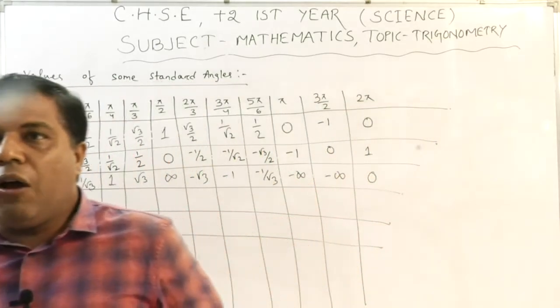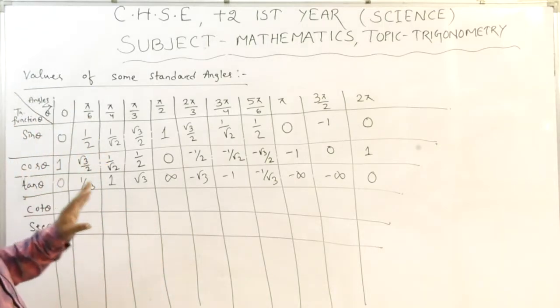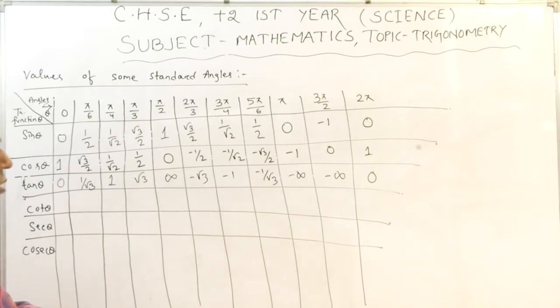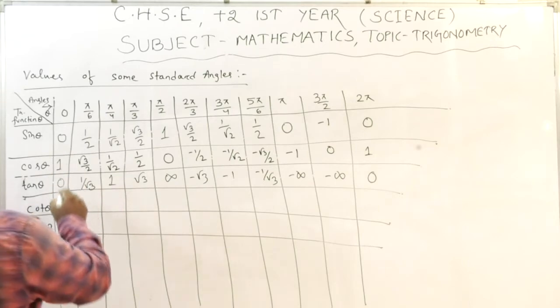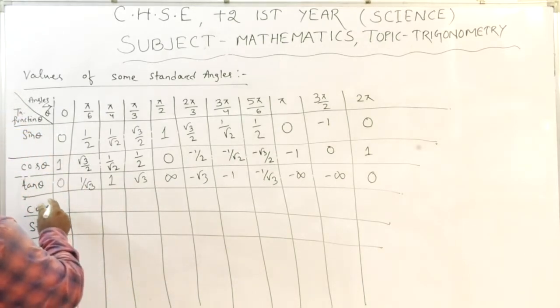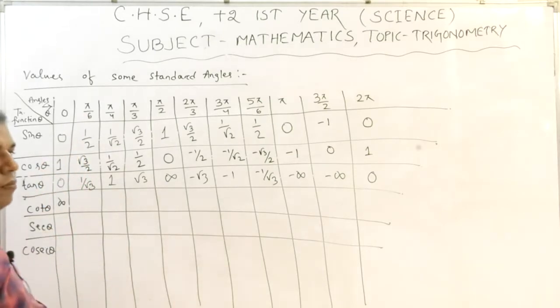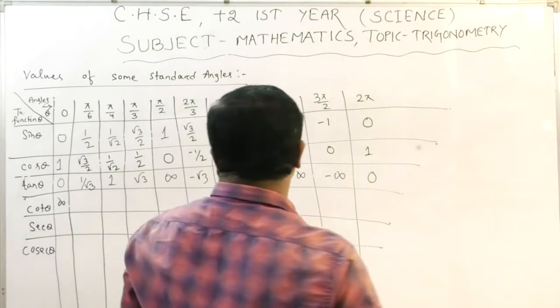Okay. So now we will move to the fourth quadrant and see what values lie in the fourth quadrant. So you see, cot theta is what? Cot theta is 0 upon 1, which is 1 upon 0, so it is equal to infinite. Okay, and what about the others?